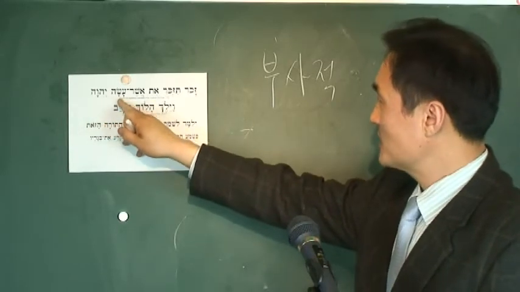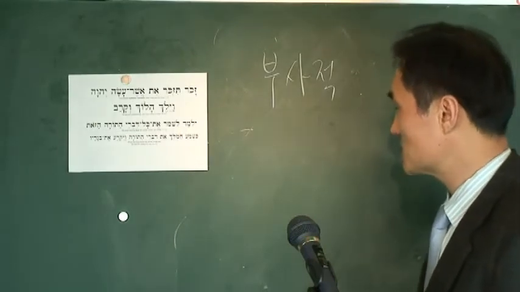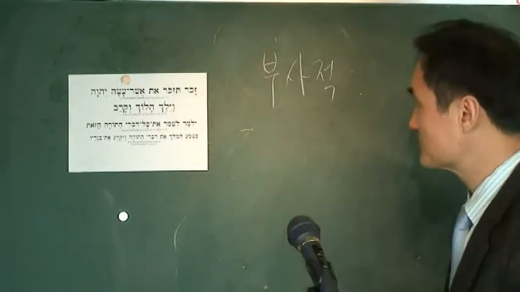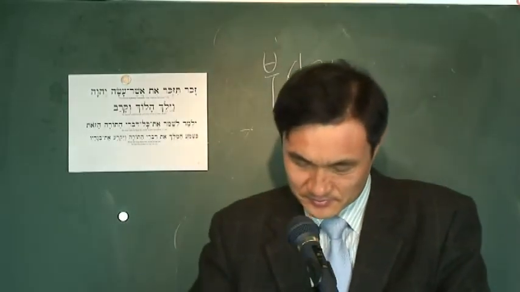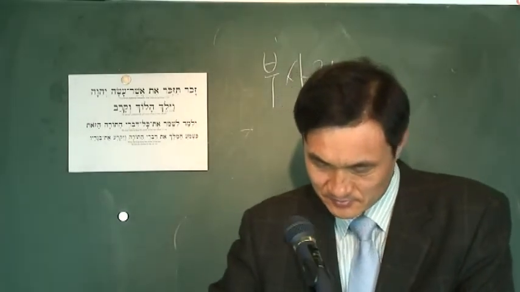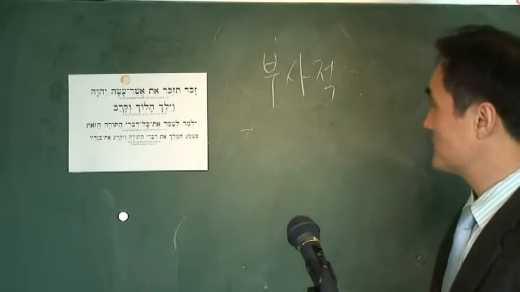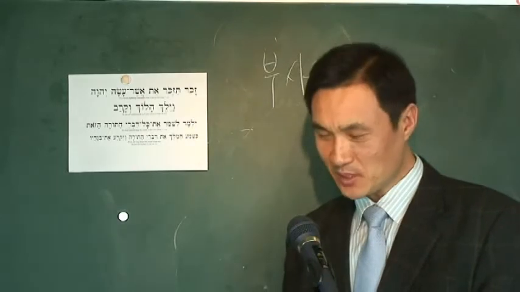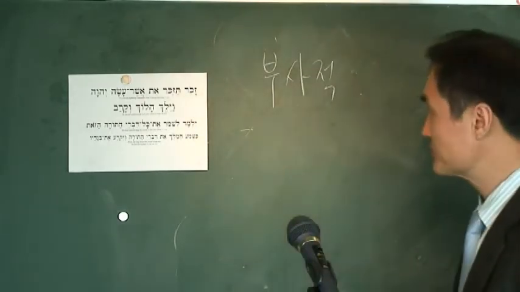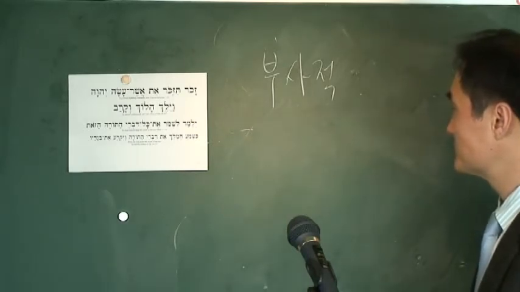The entire sentence is, remember well what the Lord your God did, of Deuteronomy chapter 7, verse 18. Next, let's look at one more meaning of the adverbial usage of the infinitive absolute state of the Kal verb.